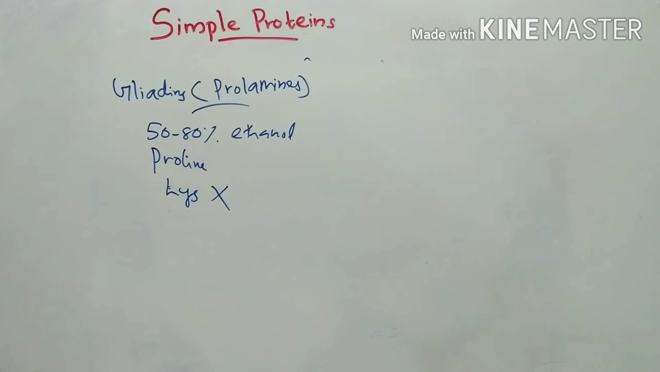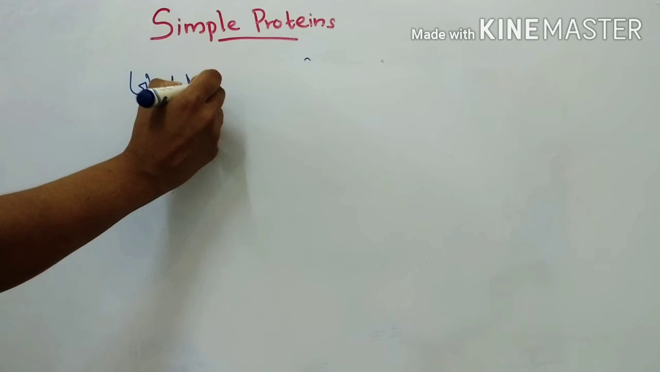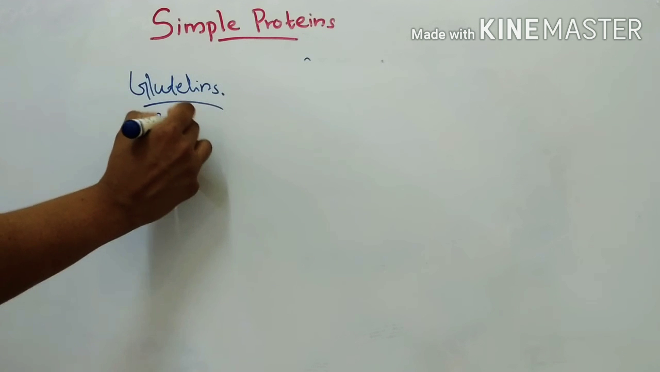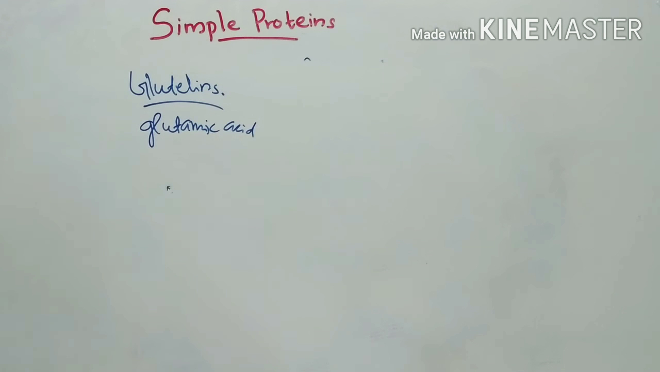Next simple protein is glutelins. Glutelins are also plant proteins. They are insoluble in water or neutral salt solutions. They are soluble in dilute acids or alkalis. They are rich in glutamic acid. They can be coagulated by heat. For example, oryzanin of rice and glutelin of wheat. That is about the glutelins.